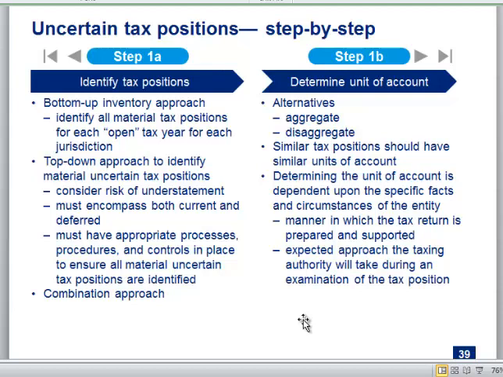And the technical rule is you're supposed to look at all your positions that are not highly certain. And highly certain is things like slam dunk, I wouldn't even talk about an exposure. It's just the way it is. It's the rule, I deduct it, end of story.